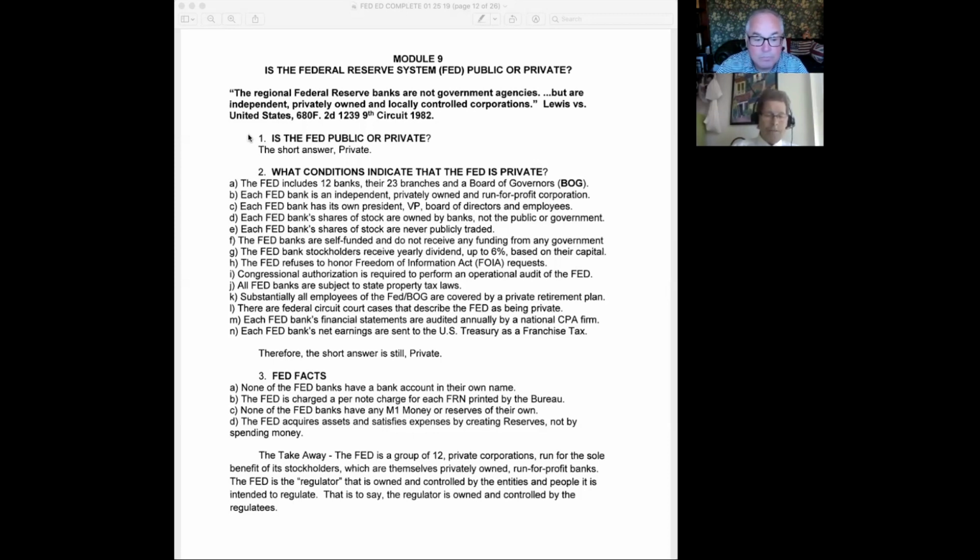Right. Each Fed bank, there's 12 of them, 12 regional Fed banks, they're all independent, privately owned, run for profit. Each Fed bank has stockholders. And I learned about this when I read the Federal Reserve Act of 1913, page 8, section 7. The stockholders of each of these private corporate Fed banks are the member banks within the region.